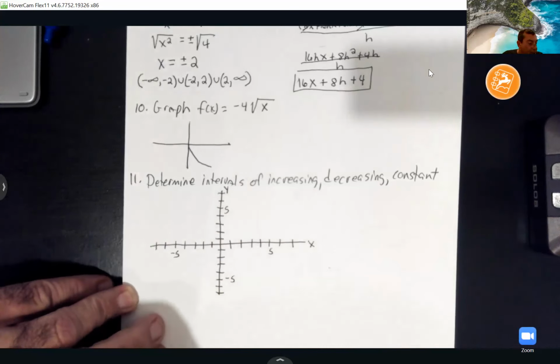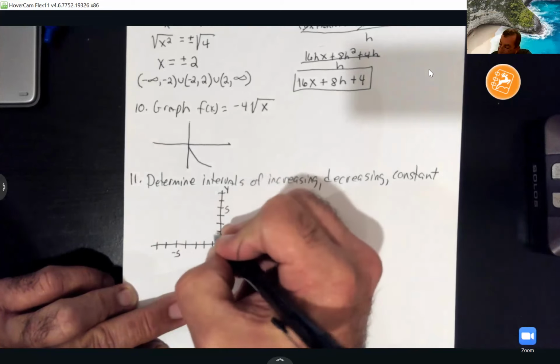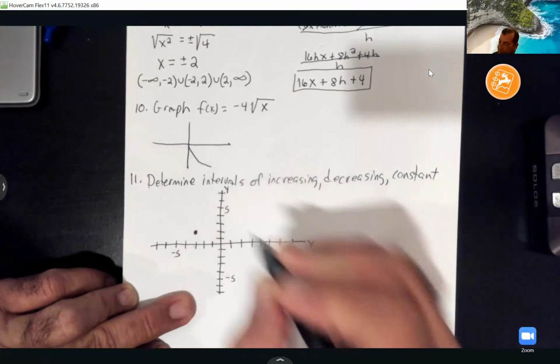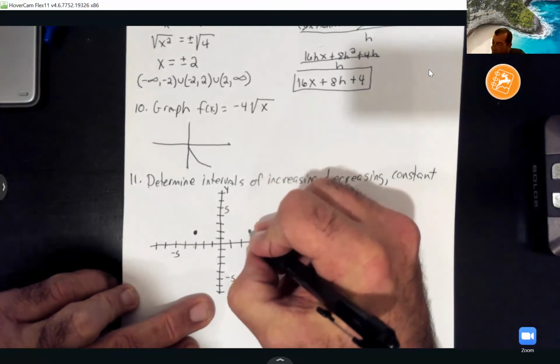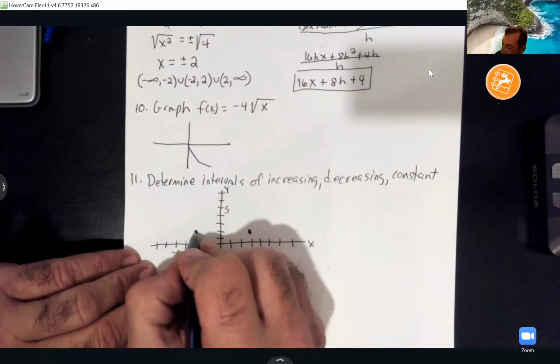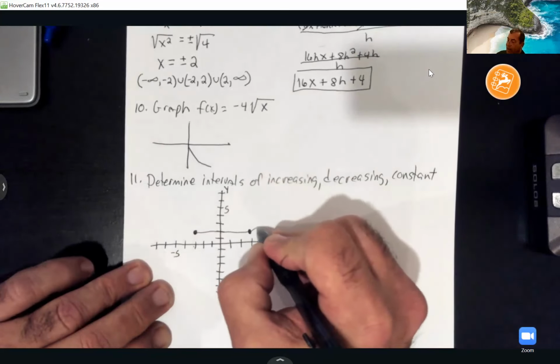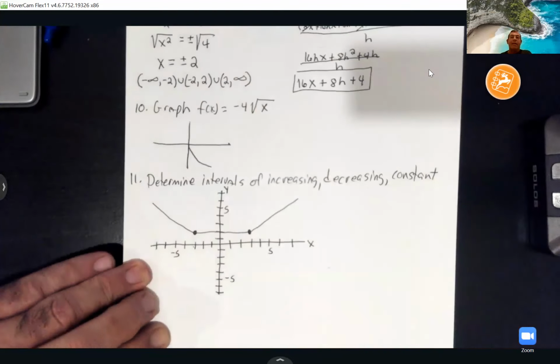All righty, so let's see. At -3, 2, I got a point. And then at +3, 2, I got a point. Now these ones connect straight across. And then you're on the right side and the left side.